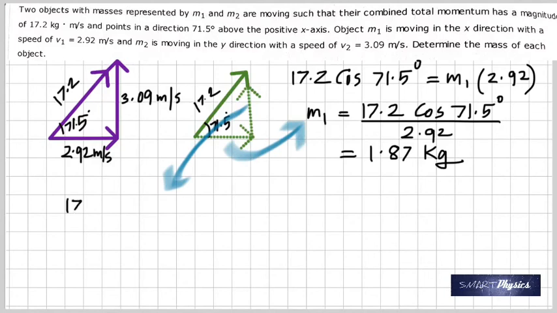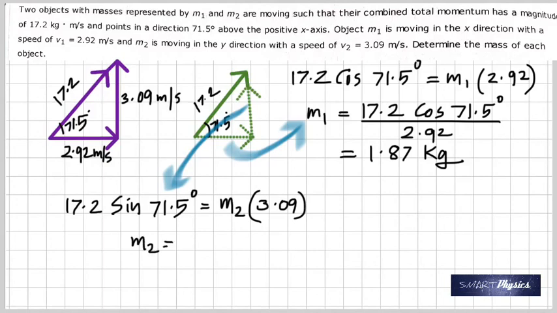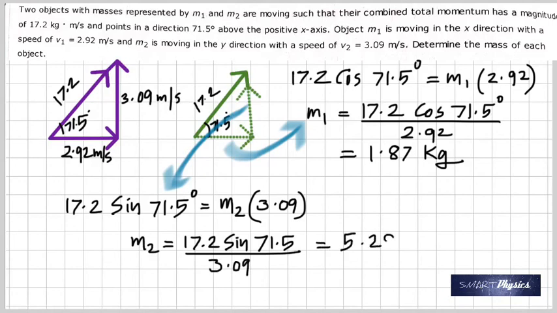Do the same thing with the other component. The y component is going to be 17.2 sine 71.5, which should be equal to the momentum of the second object, which is mass times its velocity. Once again, rearrange this equation, make mass the subject, and on calculation you get 5.28 kilograms.